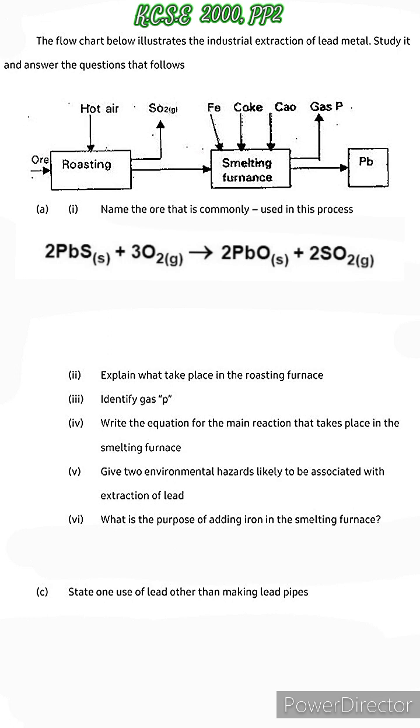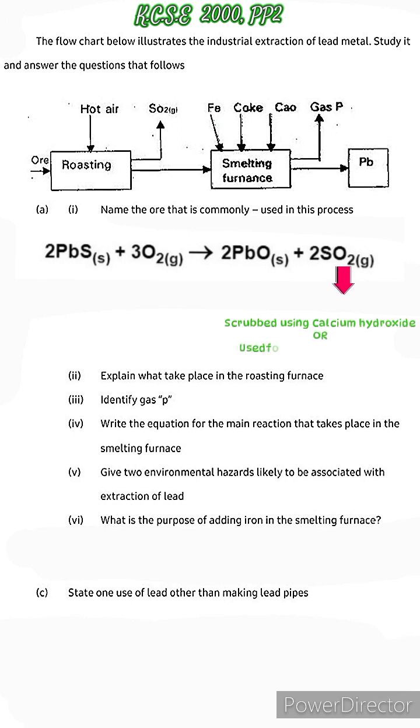Now, looking at the roasting furnace, we can clearly see that sulfur 4 oxide is being produced. Sulfur 4 oxide is a pollutant, so that means that it cannot be allowed to escape into the surrounding. So what happens is that it's collected and it's either scrubbed, that is reacted with calcium hydroxide to form calcium sulfite, or it's collected and used for the manufacture of sulfuric acid through the contact process.